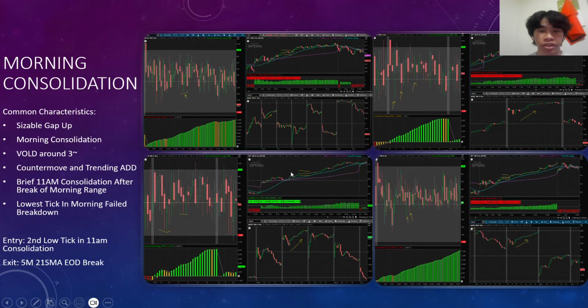And there's consolidation after it breaks the morning range, and the lowest tick reading is in the morning. So you want to see that it tries to make a move lower and it puts in the lowest tick of the day, and then it breaks higher and consolidates. And that is usually your most optimal entry. And this is the 11 a.m. consolidation, and the exit would just be riding the 5-minute 21 SMA as high as you can. Because in most of these, or in all of these instances actually, you see when it actually works, it respects the 5-minute 21 SMA for the rest of the day.